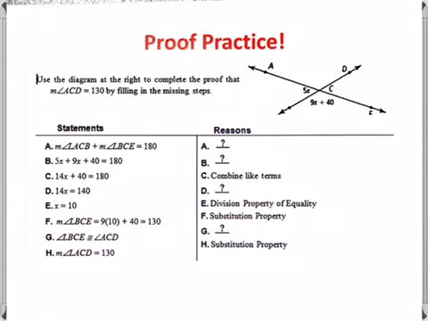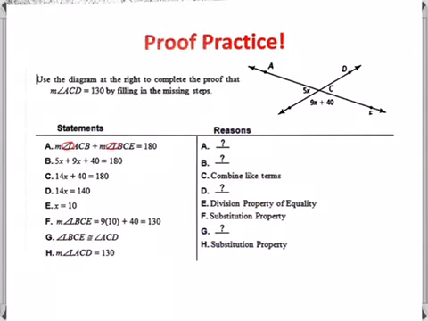All right, here we want to use the diagram at the right to complete the proof that the measure of angle ACD is 130 by filling in the missing steps. So they start this problem by saying that angle ACB plus BCE is 180. Ignore the L here, that's a typo.